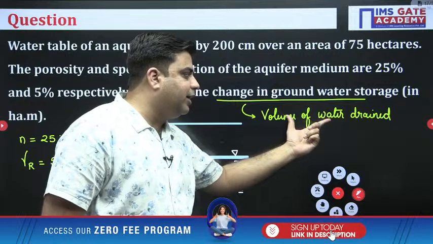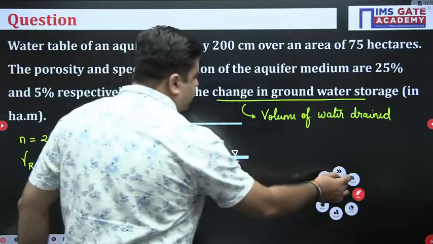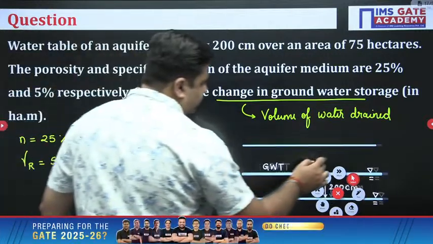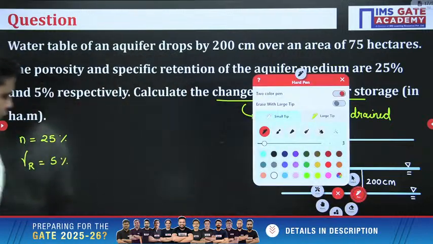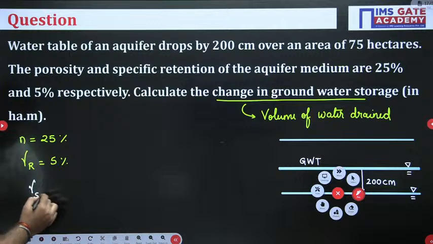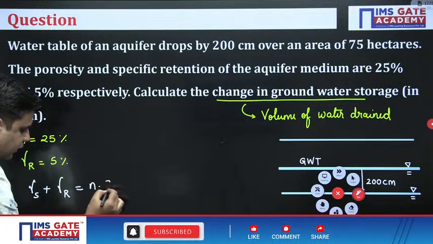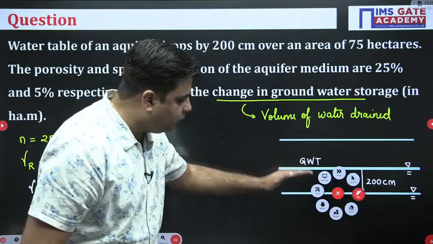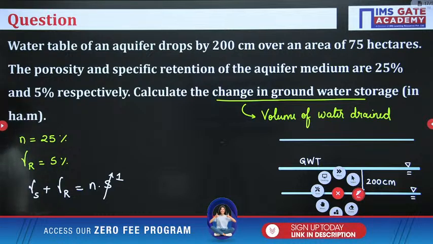Now sir, in order to calculate this volume of water drained, you require a specific yield. So point number 1 is to calculate the specific yield of the soil medium. For that you already have the specific retention and the porosity. So specific yield plus specific retention is equal to N into S. Degree of saturation of the soil medium is 1. Soil is completely saturated when this fall in groundwater table is taking place.